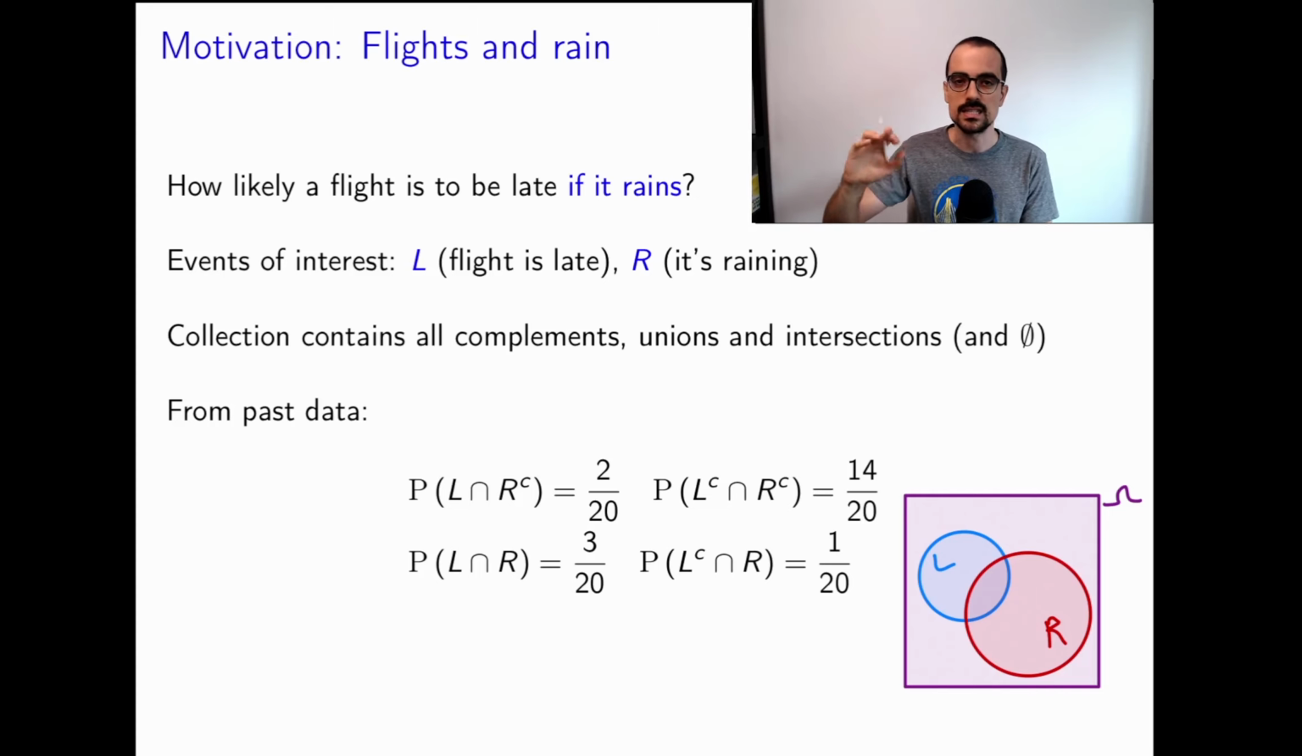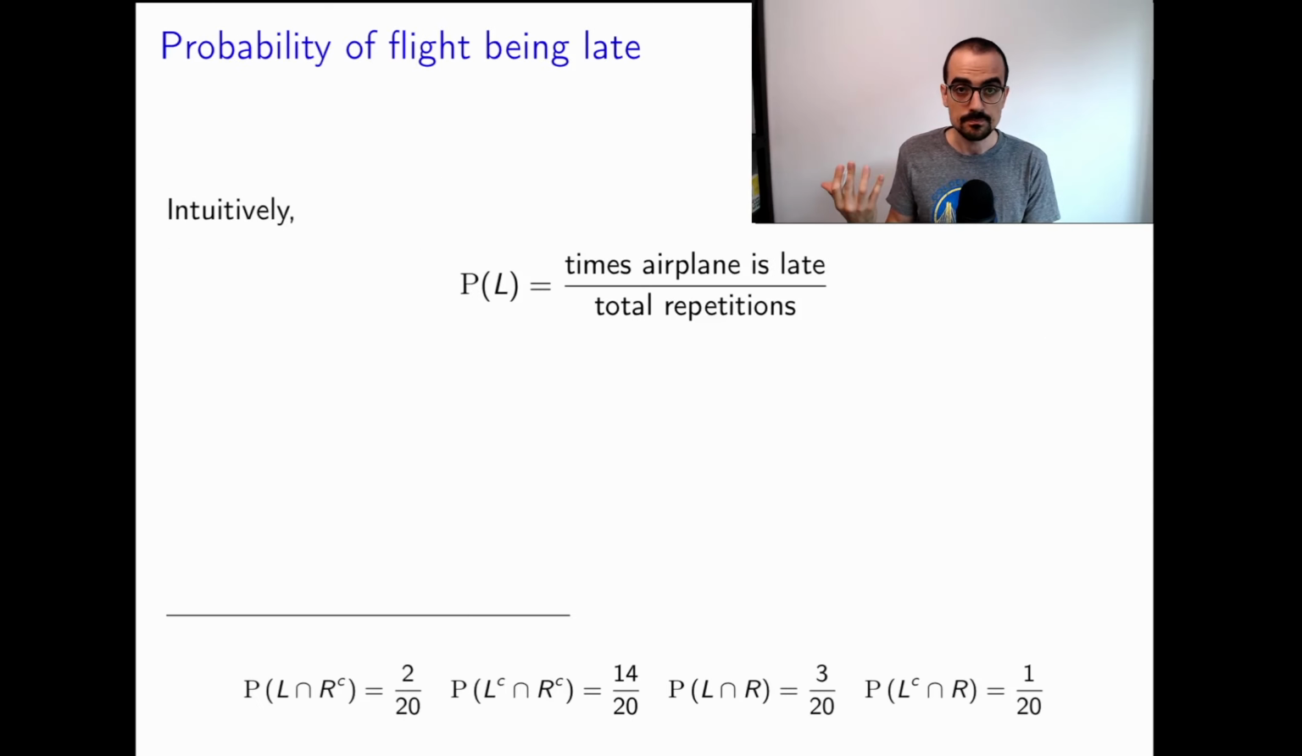Okay, so let's imagine that from past data, we have determined that these are the probabilities of these events of interest, and we're going to use them to try to answer this question. How likely is it that a flight is late if it rains? We don't know how to do this, but we can start by seeing what the probability is that a flight is late.